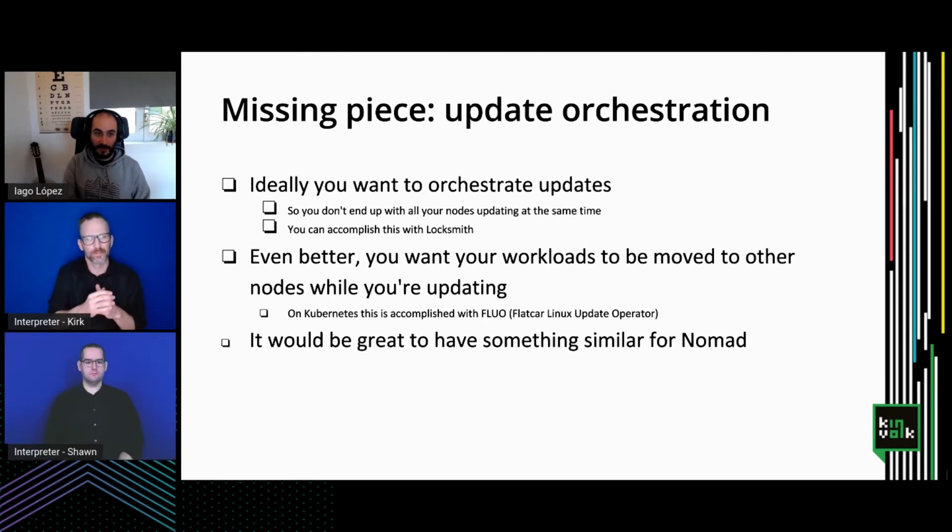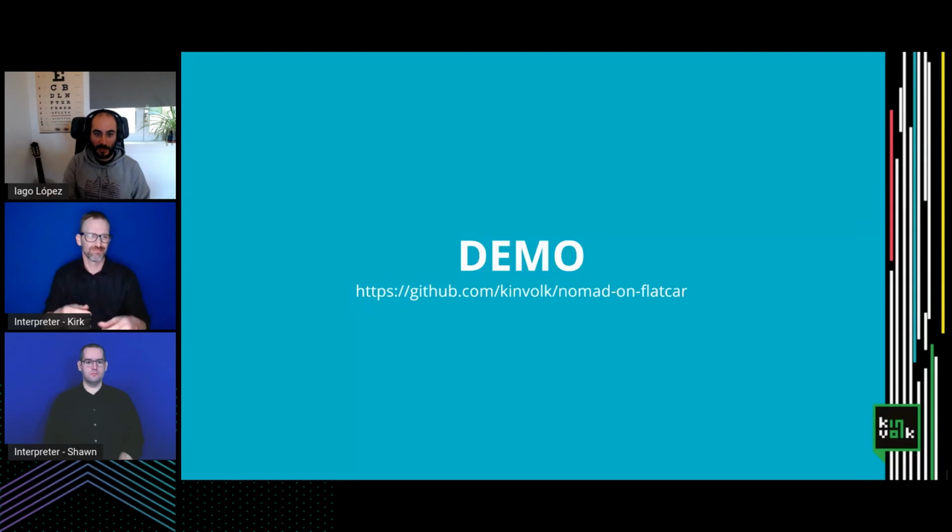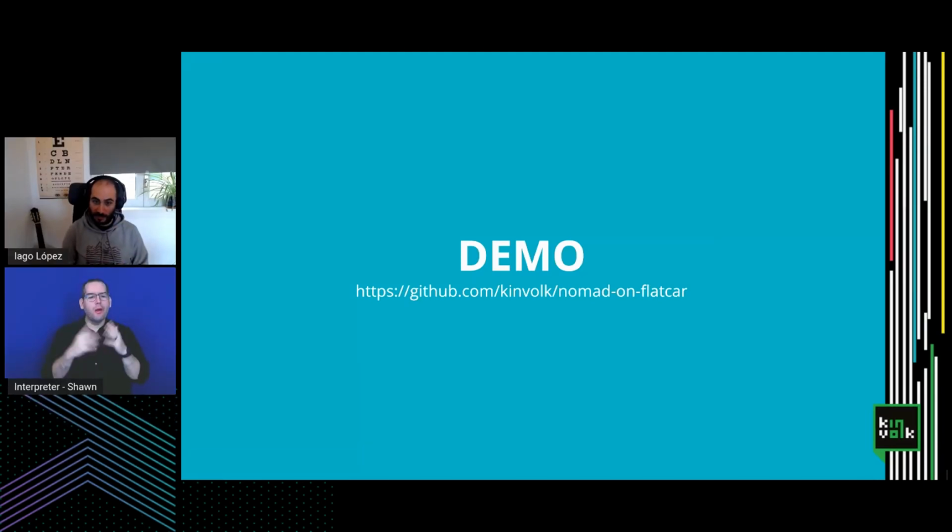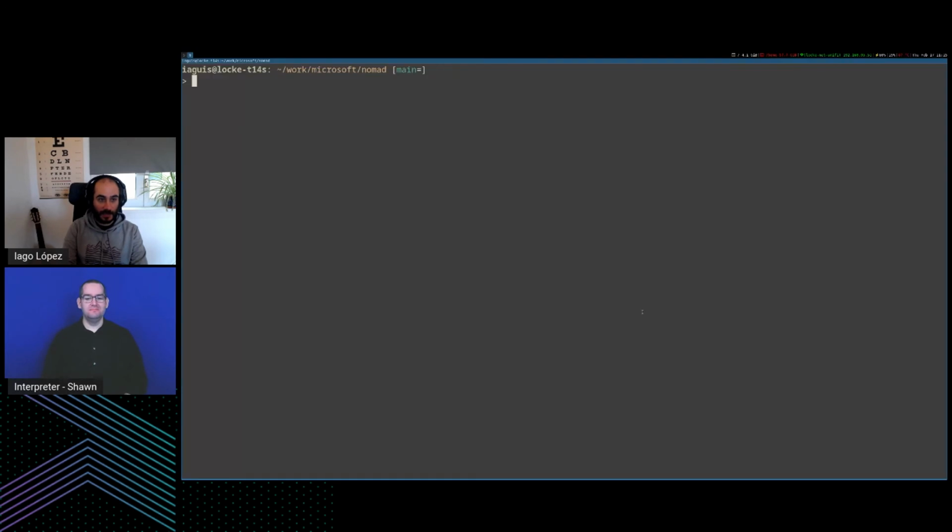Otherwise, things work flawlessly. So I wanted to do a quick demo of how to run Nomad on Flatcar. I have a repo there, and I have to warn you that it's pretty hacky. I just wanted to prove the concept of deploying Nomad on Flatcar, so definitely do not use this for production. But I'll show you anyway, so you can see how it worked.